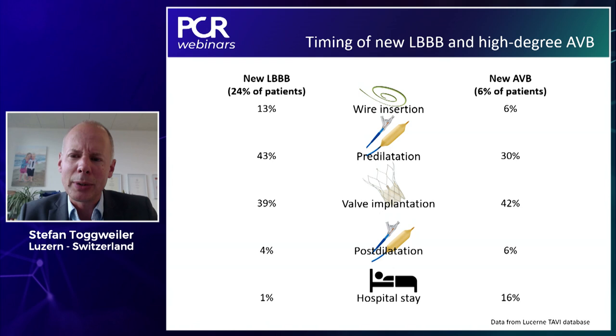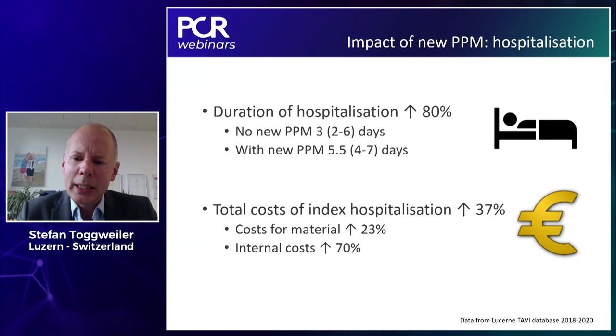Now, if you look at high degree AV blocks, so second or third degree AV block, we can see that also most AV blocks occur during predilatation or during valve implantation. But of course, we do have some delayed high degree AV block, and that's why we need telemetry in some patients.